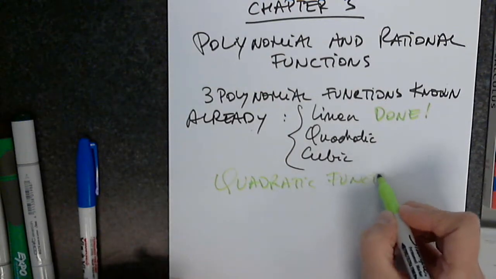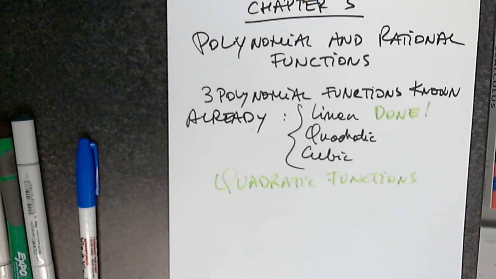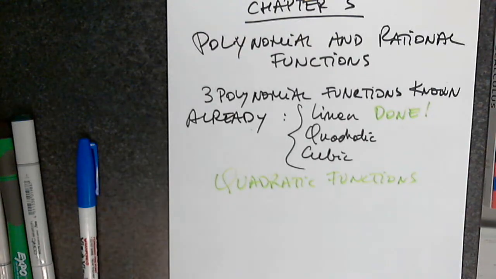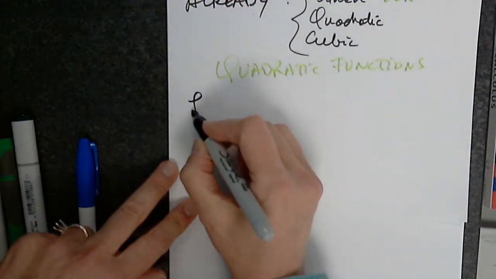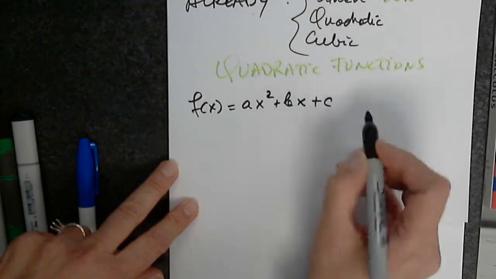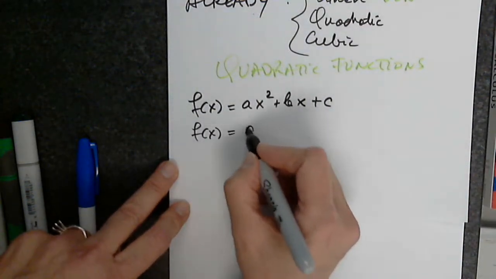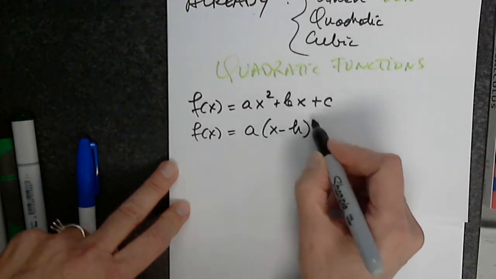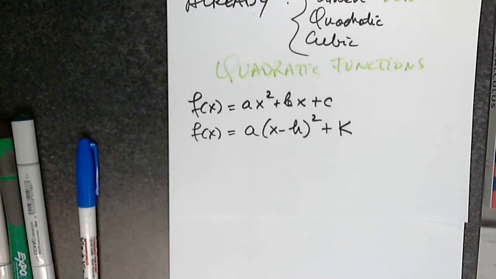Quadratic functions. They can be given to us in 2 forms. So f of x equals ax squared plus bx plus c, that's one form. And the other form, f of x equals a times (x minus h) squared plus k. Let's talk about the first one first and the second one afterwards.